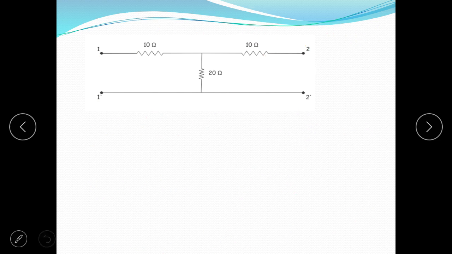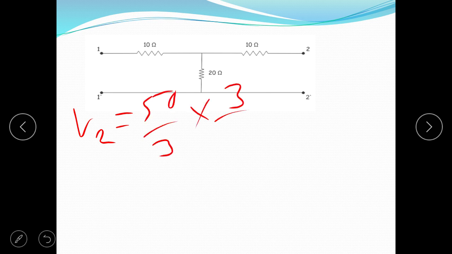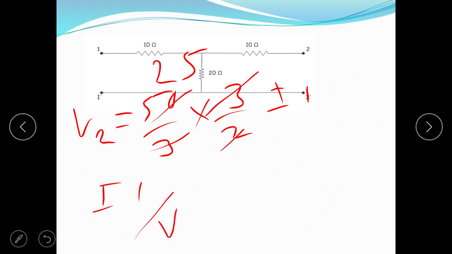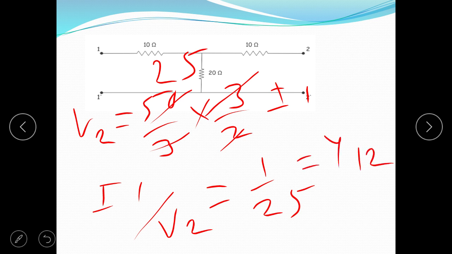Similarly, when we put I2, then V2 is 50 upon 3 into 3 by 2 I1. 3 and 3 cancel, 2 upon 50, that is equal to 25. So I1 upon V2 is equal to 1 upon 25, that is equal to Y12.